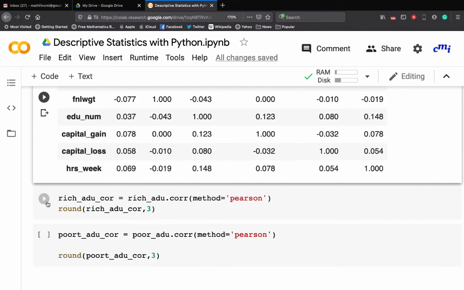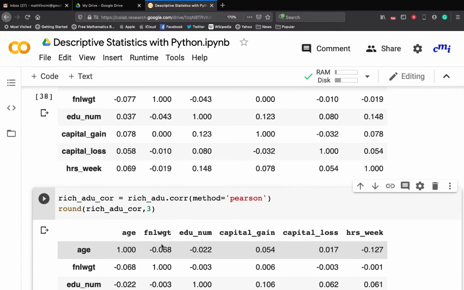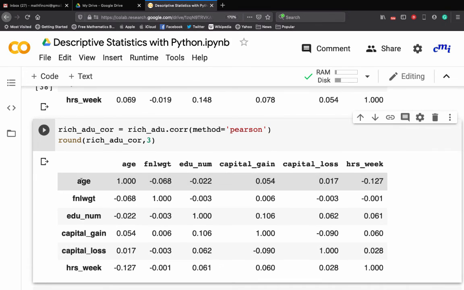Then, within the rich adult group dataset that I built, I computed the correlation. And I found an interesting behavior. The age and the hours per week are negatively correlated. That means that as the age increases, a person works less. So hours per week is reducing with increasing age in the rich category, which is sort of expected.